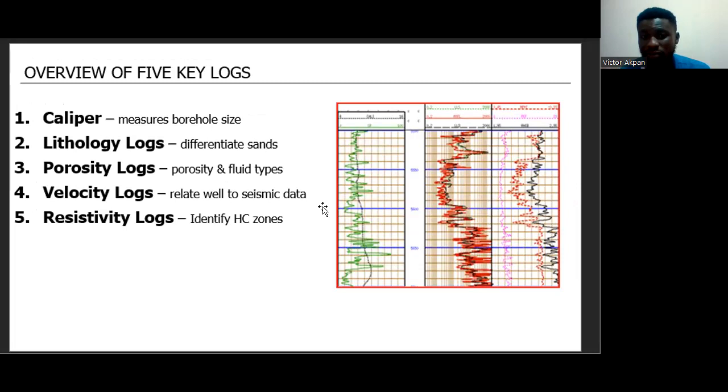The first, caliper log, which measures borehole size. The second, lithology logs, which measure lithology, as the name implies. That is, it could be sand, shale, limestone, or dolomite. Third, we have porosity logs, which measure porosity and fluid types. And fourth, velocity logs, which relate well to seismic data. And number 5, we have resistivity logs, which measure conductivity, or as the name implies, resistivity, which indicates or infers hydrocarbon bearing zones.